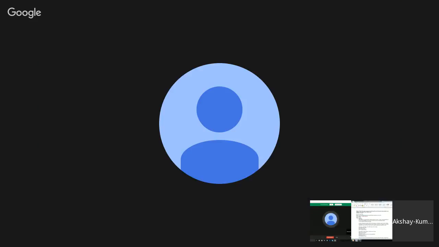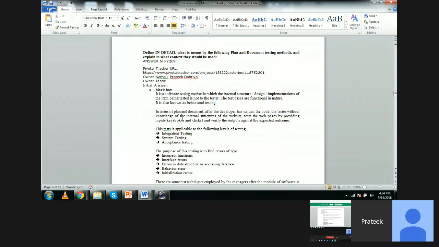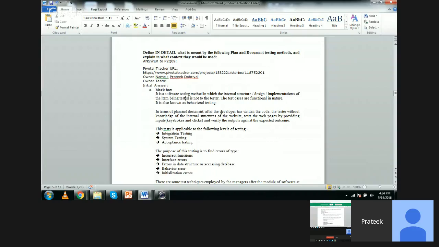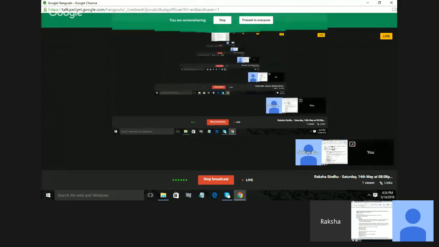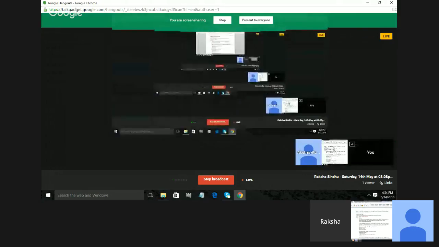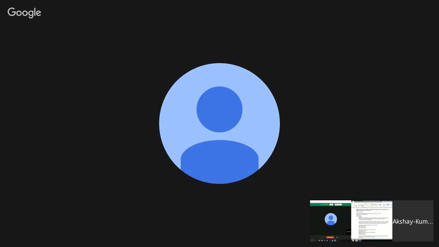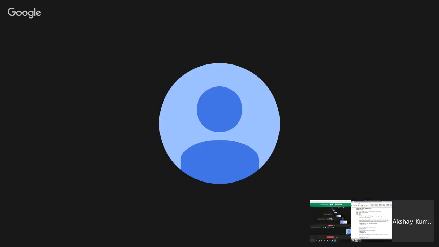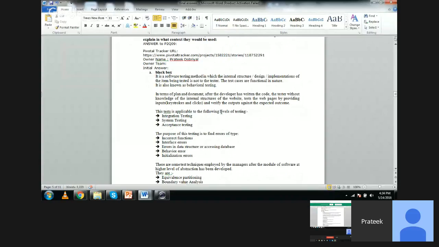Correct. So, as you can see, I wrote it in terms of plan and document. After the developer has written the code, the tester, without knowledge of the internal structure of the website or any module... Wait, Pratik. Raksha, what I reviewed is that you have started explaining from various points of methods. Can you show me your answer? Don't scroll the screen. Can you see my screen? Yes, wait, wait.